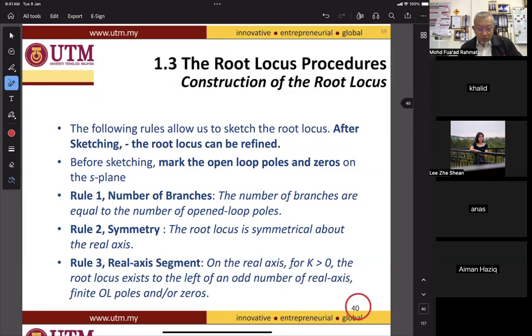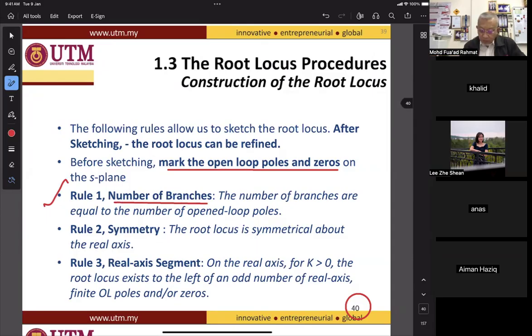So first, we know how to sketch by freehand draw. And this plot can be refined by these root locus procedure rules. First, we mark the open loop poles and open loop zeros on the S-plane. And then we follow the rules. Start with rule number one, number of branches.